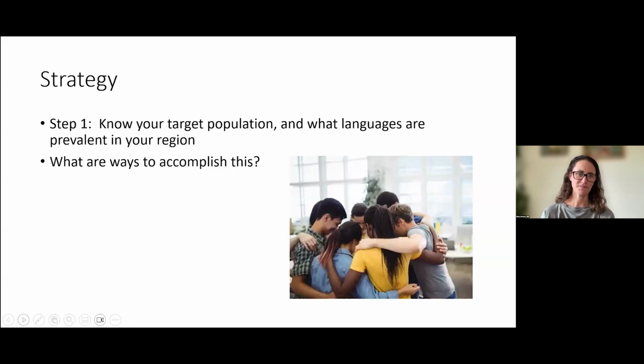So we're going to talk about a couple different strategies to figure out how do we target the non-English speaking population and what are some effective measures to do so. So number one, we can't do anything without knowing your target population and knowing what languages are prevalent in your region. So like everything else, it starts with figuring out what are my objectives? What am I hoping to do with my project? Who am I hoping to reach the information with? And then starting to research, now I got to figure out who do I target? And there's a couple different ways to accomplish this.